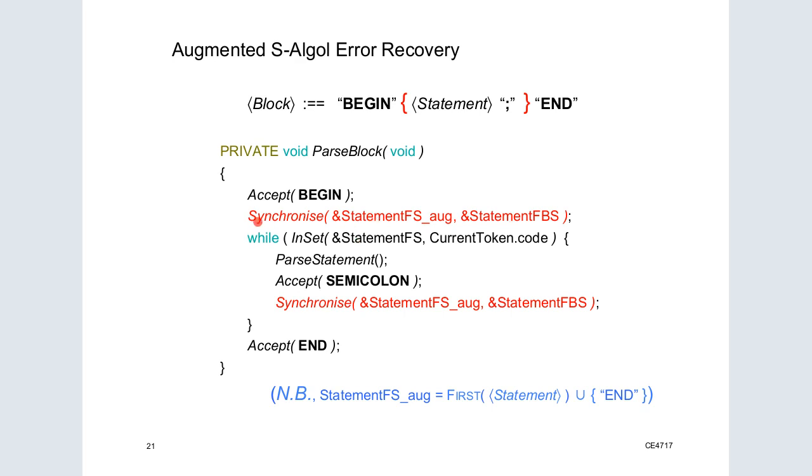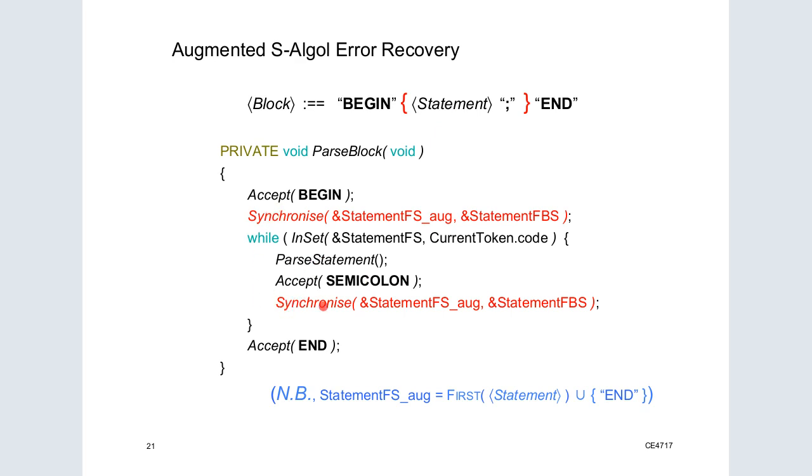The synchronize routine, as I write it, accepts pointers to sets. So these are sets, statement FS underscore aug, and statement follow beacon symbol. And I'm passing in pointers to them here. We'll see that in a moment. That's just for efficiency. And then we fall through to the standard code. So we've synchronized, and then we check to see whether we're in the first set of statement. And if we are, we call pass statement, and then we accept the semicolon, and then we're at the bottom of the while loop. So we have to synchronize again with exactly the same call.